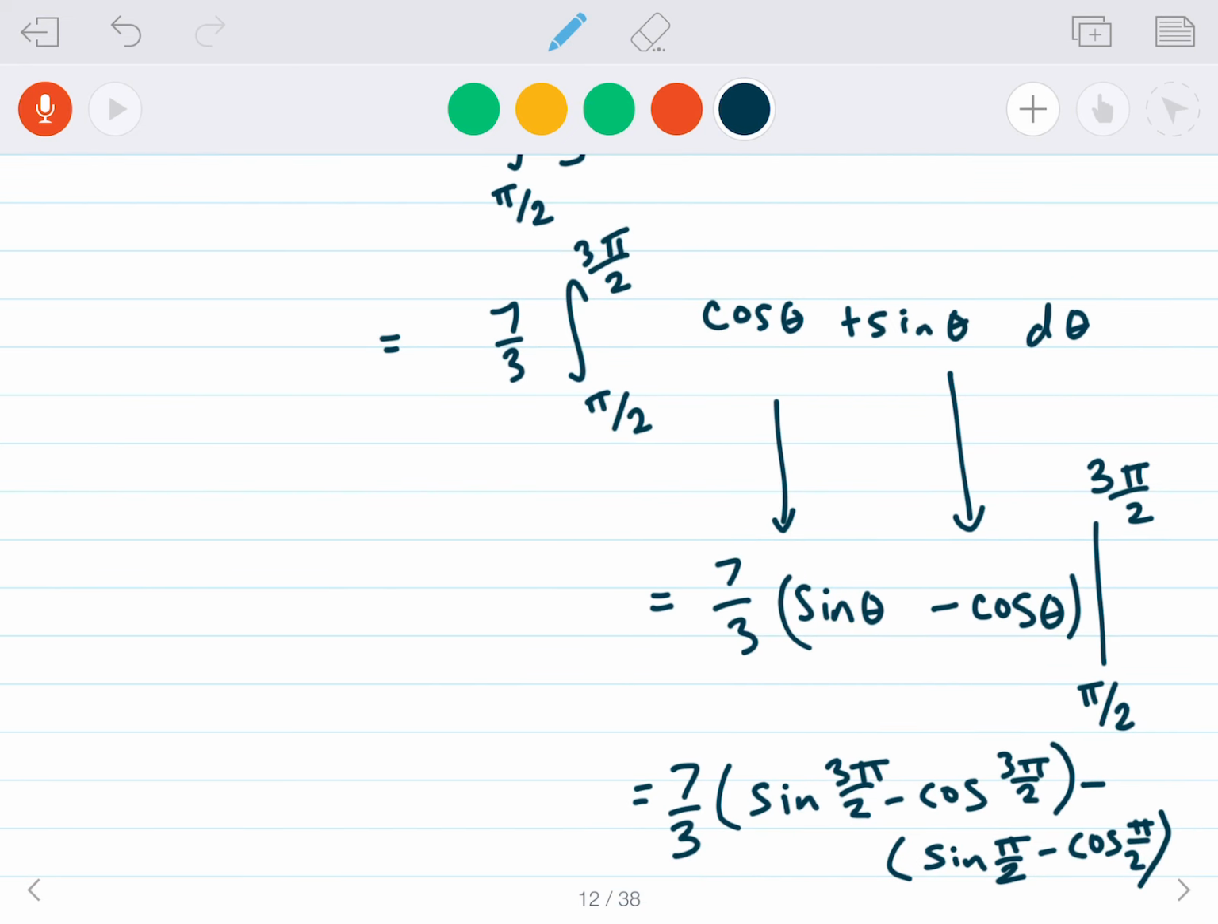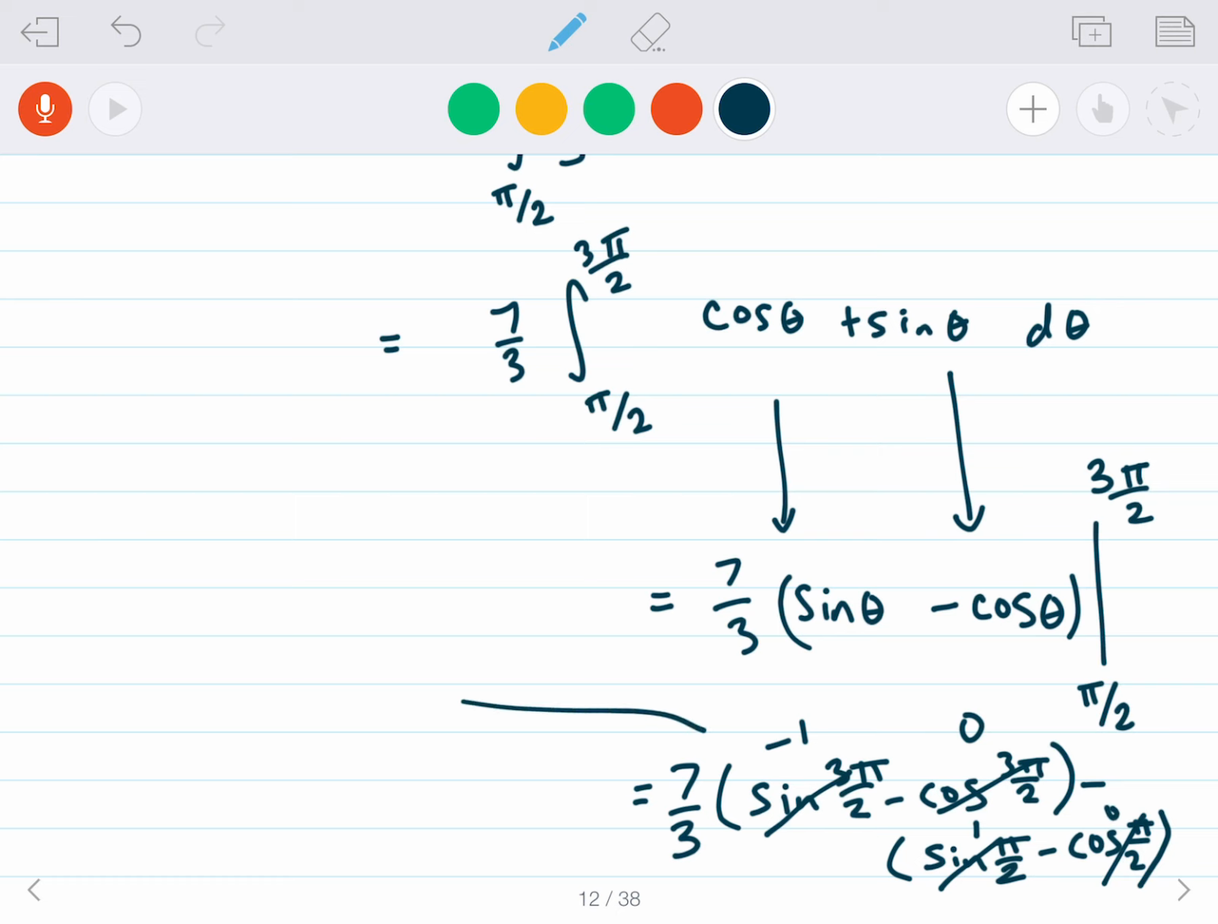Okay, so sine of 3 pi over 2 is negative 1 from the unit circle. Cosine of 3 pi over 2 is 0. And then sine of pi over 2 is 1 from the unit circle. Cosine of pi over 2 is 0.